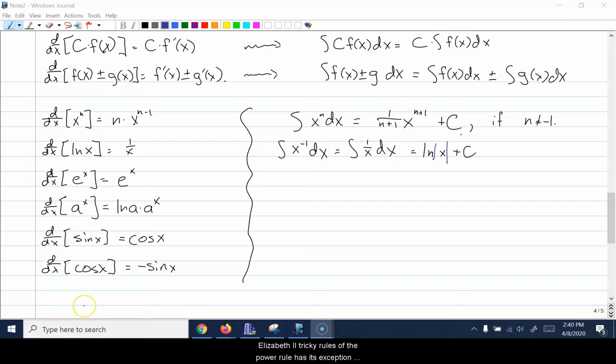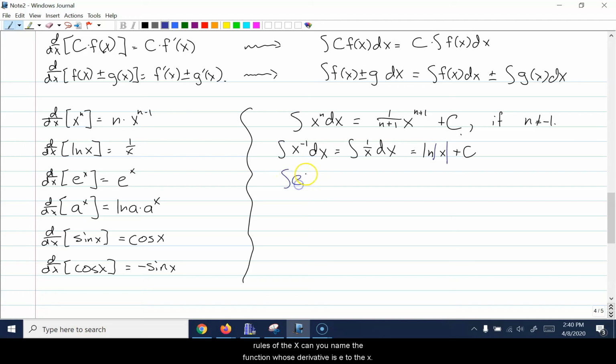So those are the two tricky rules. The power rule has this exception that you can't use a power of -1 because that becomes the 1 over x rule. And the 1 over x rule has this weird thing where you need to add an absolute value that you wouldn't have expected to be there from the derivative rules. The rest of them are much simpler.